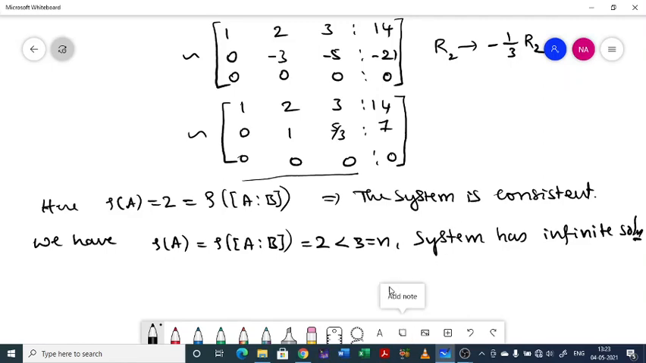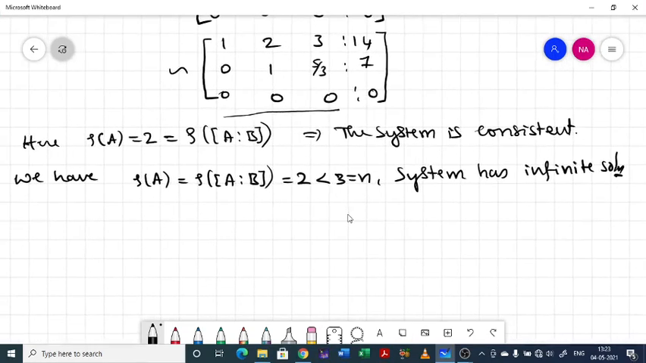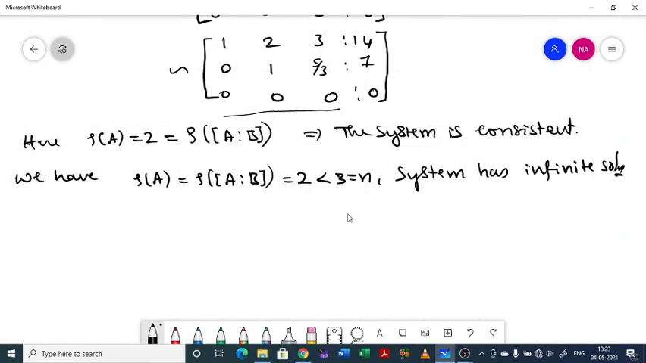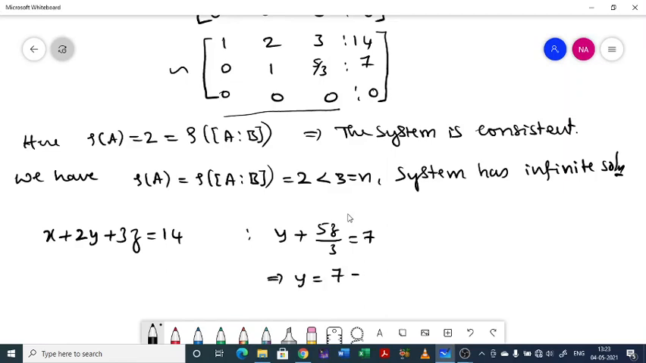Now we need to find what those infinite solutions are. Let us as usual write the equations from this. x plus 2y plus 3z equal to 14, and here y plus 5z by 3 equal to 7. So from this, y equal to 7 minus 5z by 3. Substituting for y here, with all simplifications, x will be equal to z by 3. You can check this later.